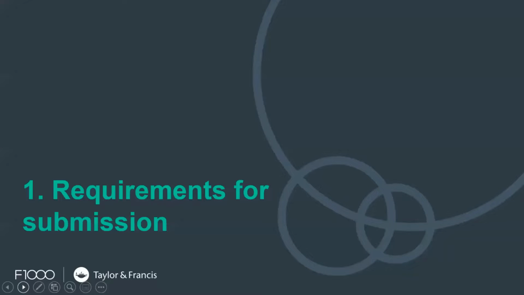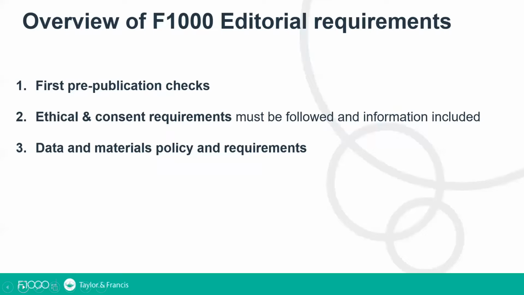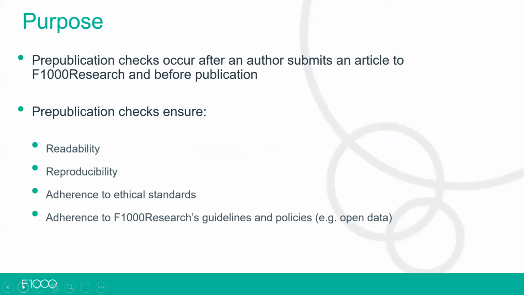So the very first one is, what are the various requirements for submission? Now, this is just the overview of the editorial requirements. First will be the pre-publication checks. Then we will talk about ethical and consent requirements that must be followed. And then we will talk about the data and materials policy and various other requirements.